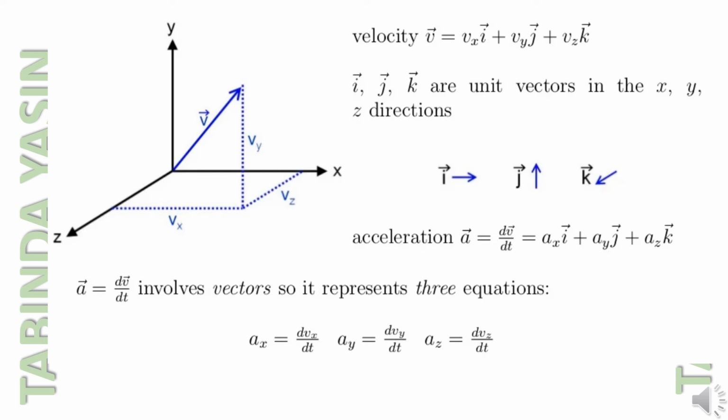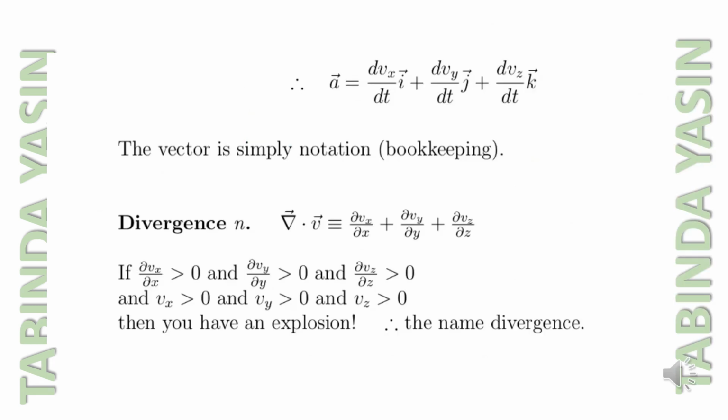Acceleration a is equal to dv over dt. So its components are ax i cap plus ay j cap plus az k cap. a is equal to dv over dt in vector form, so it represents three equations: ax is dvx over dt, ay is equal to dvy over dt, and az is equal to dvz over dt. So we can write for the acceleration a is equal to dvx over dt i cap plus dvy over dt j cap plus dvz over dt k cap.